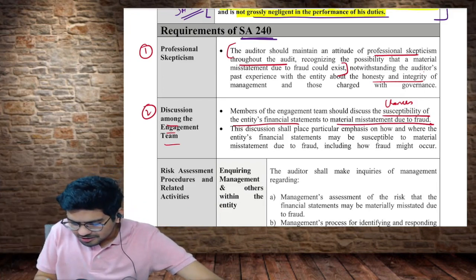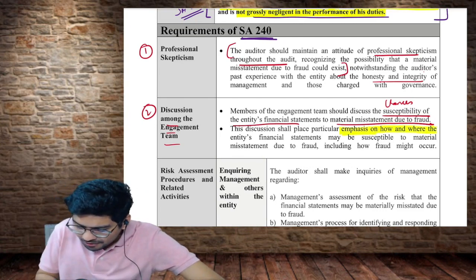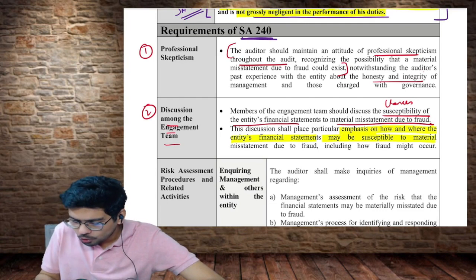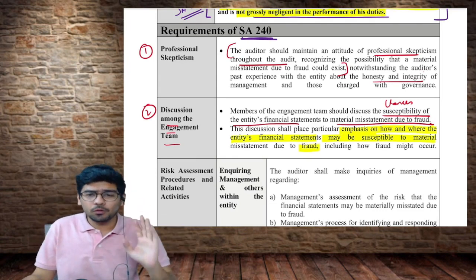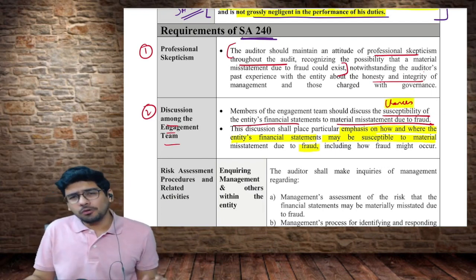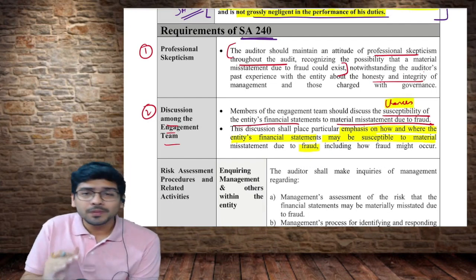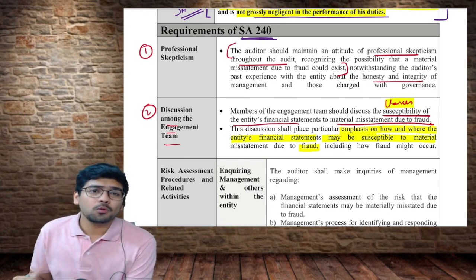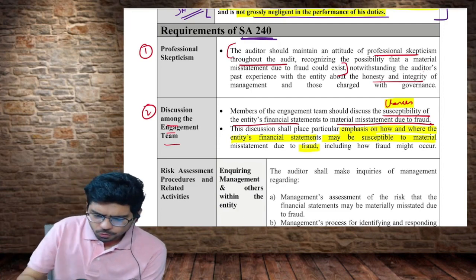So this discussion shall take place, with particular emphasis on how and where the entity's financial statements may be susceptible to material misstatement due to fraud. That means where can the fraud happen? We need to discuss that if there are chances, where in the financial statements particularly are the chances of fraud likely to happen. We are going to discuss this amongst ourselves. So these are the basic two requirements.